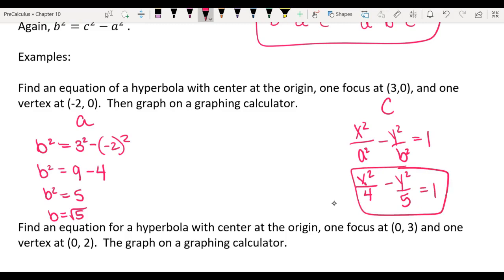Notice that, so on, you just leave it like that. That's the answer? That's the answer.